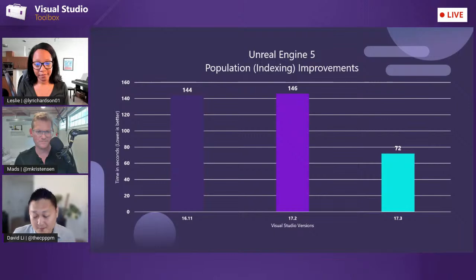Next, as you know, we really love our game developers. We used Unreal Engine 5 as a benchmark to test our population improvements. And here, as you can see from Visual Studio 2019 to 17.3, Unreal Engine 5 takes almost twice as fast to index. So now, for all of you large code base developers, this is good news for you. This is impressive. Really, really impressive. Yeah, just the drastic jump.